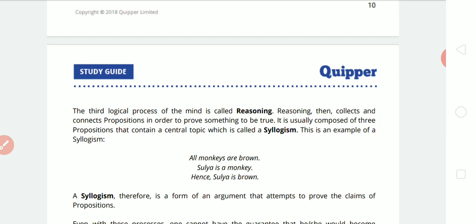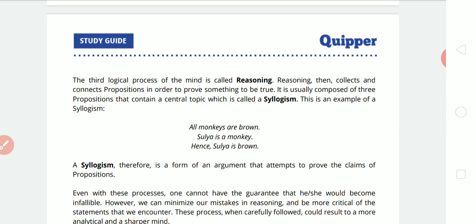So reasoning collects and connects propositions, those statements that claim to be true, in order to prove something to be real or true. It is usually composed of three propositions or statements that claim to be true, and which contain a central topic, and that is called a syllogism. A syllogism is an argument that has three propositions with a central topic.